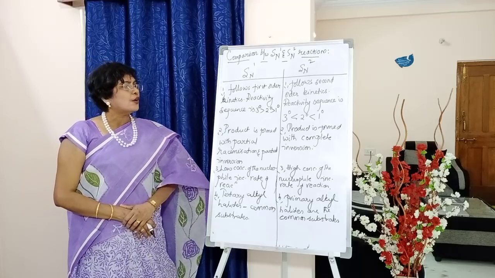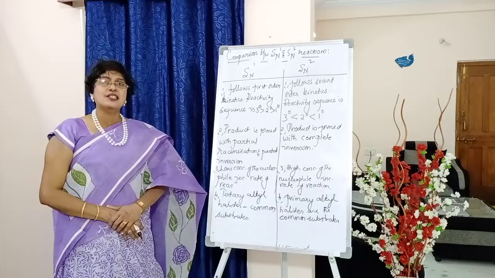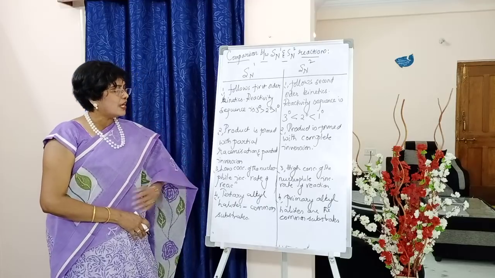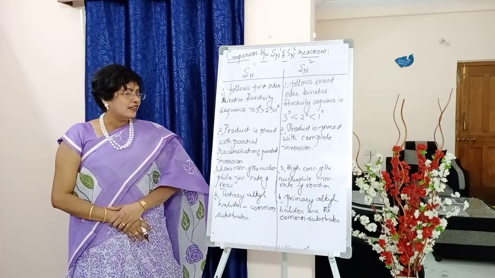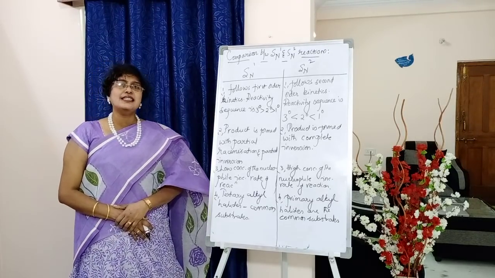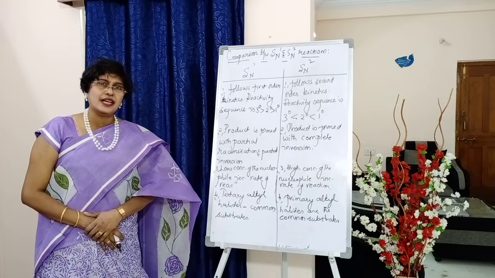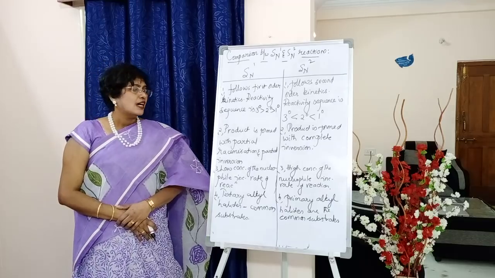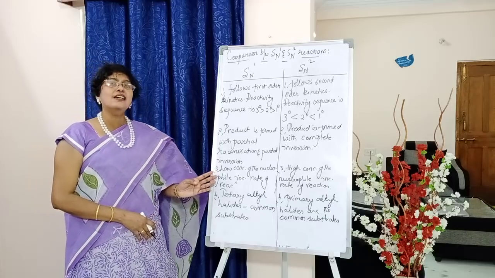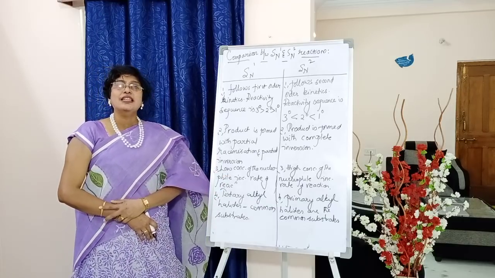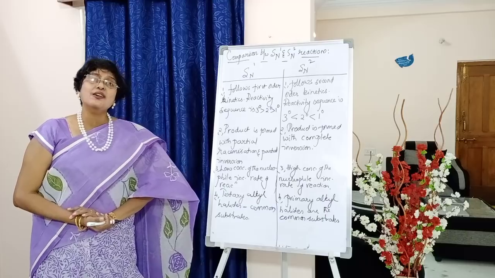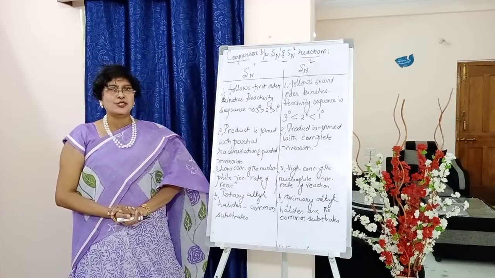Next, point number 2 under SN2, product is formed with complete inversion. So we call it Walden inversion. Next, third one, for SN1, low concentration of the nucleophile increases rate of reaction. So here low concentration is sufficient. Next, third point for SN2, high concentration of the nucleophile increases rate of reaction. There the rate of reaction increases with high concentration. The concentration of the nucleophile should be high.